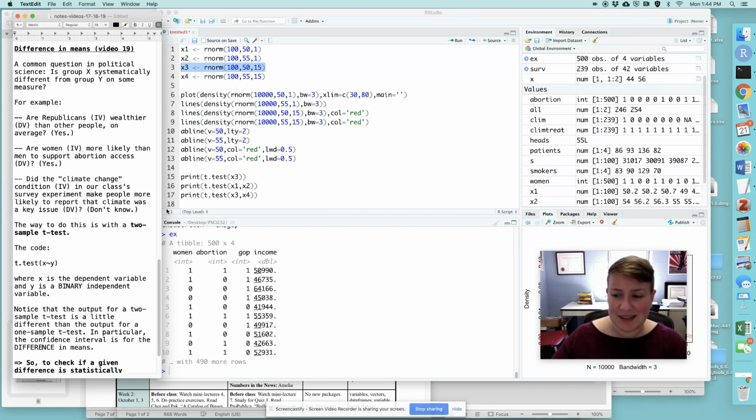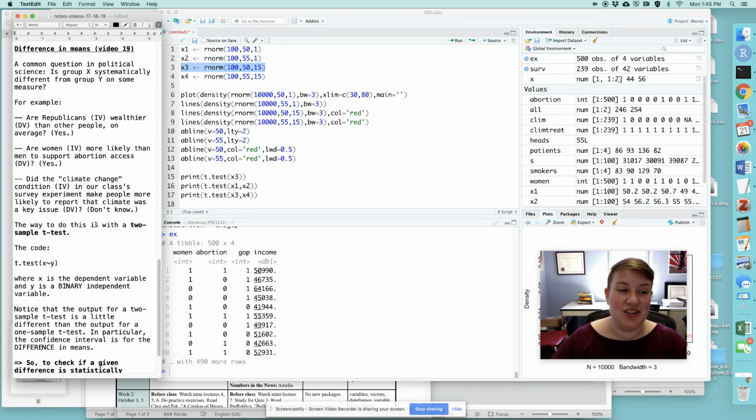And again, you can see that my notes are up, and these notes are going to be on Blackboard very soon. So a common question is: is group X systematically different from group Y on some measure? So are Republicans wealthier on average than other people? And in the US context, yes, they are. Are women more likely than men to support abortion access? Yes, they are. Statistically speaking, it's both substantively and statistically different.